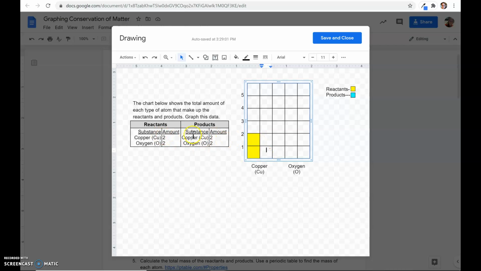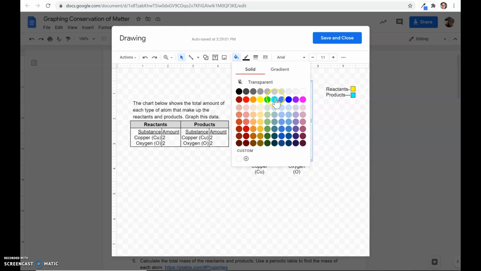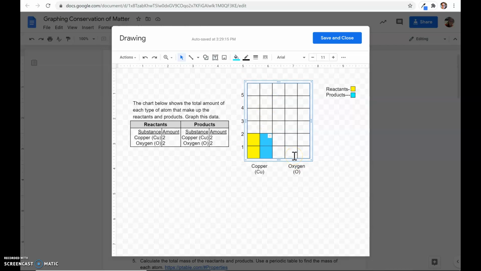Then we also have another copper, right, in the products. So we're going to do a blue color to represent our products. We have the number of 2, and I'm just going to change it from up here. Okay. Then we're going to do the same thing with oxygen. We can see for oxygen we have 2 oxygens in the reactants, 2 oxygens in the products. So I'm just going to go through right now and highlight those.